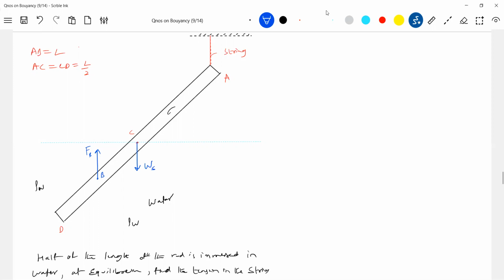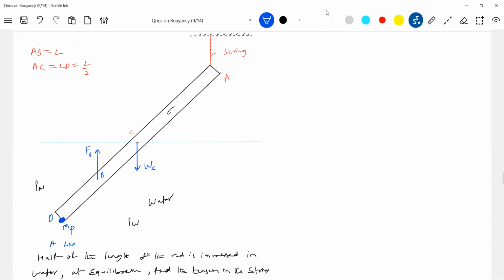Then where will the buoyant force act? Through the center of mass, or through point D, or this particular thing? No, it will act at the midpoint of this one. Along with this, I'll suspend some weight here, mass of the particle, MP, I'll write it as. Half of the length of the rod is immersed at equilibrium. Find the tension in the string.